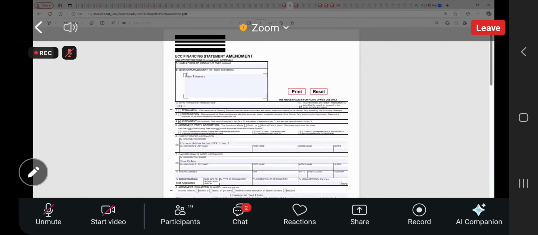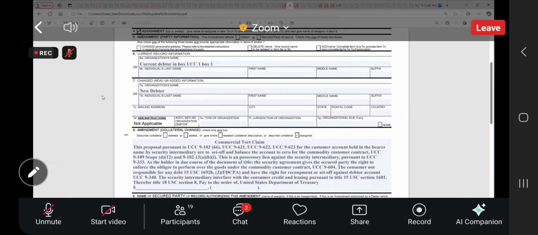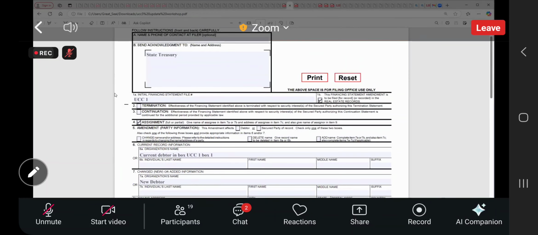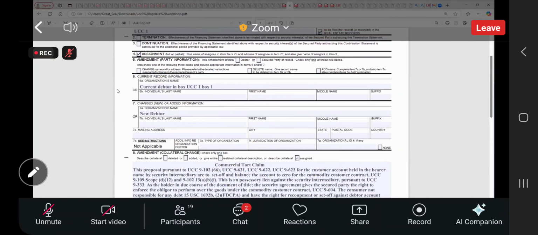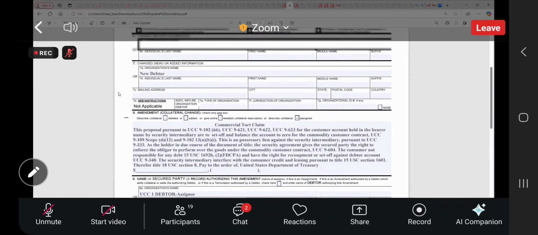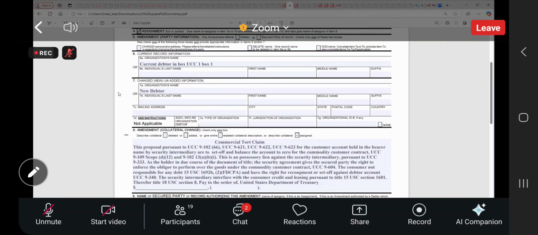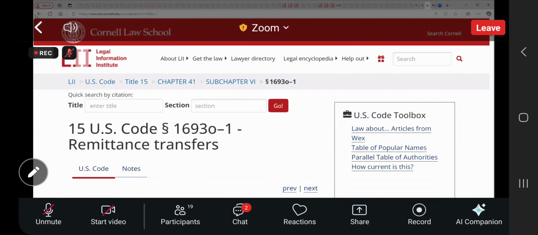Now, this is the 3. The 3, you turn into a commercial tort claim. Okay? I just read to you what a commercial tort claim is. So let's go through and let's read it. This proposal pursuant to UCC 9-102-66. What we're going to look at is 9-102-66, a proposal.